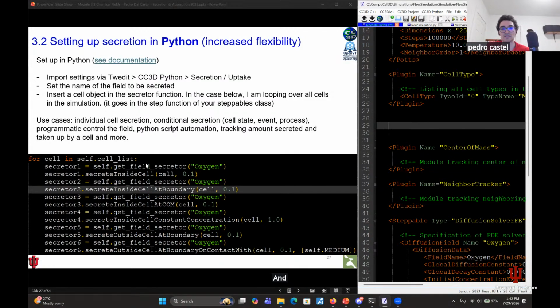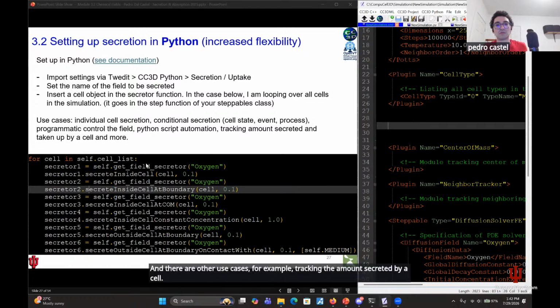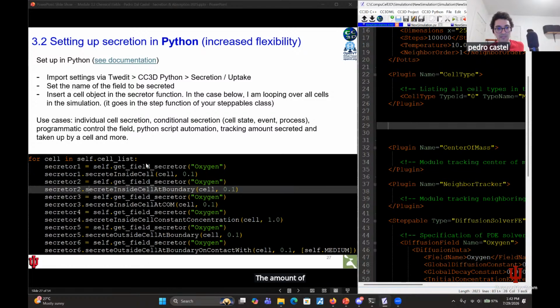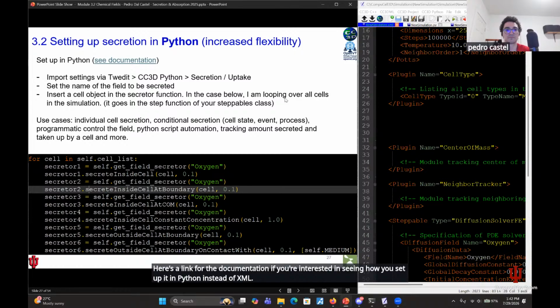And there are other use cases. For example, tracking the amount secreted by a cell, the amount of field taken up by a cell, and many other options. Here's a link for the documentation if you're interested in seeing how you set it up in Python instead of XML.